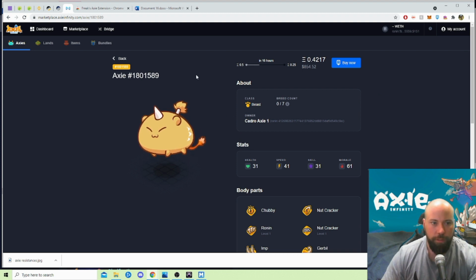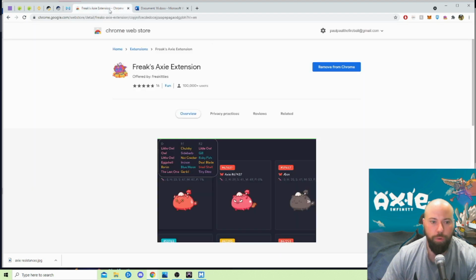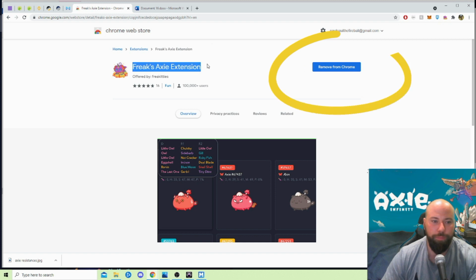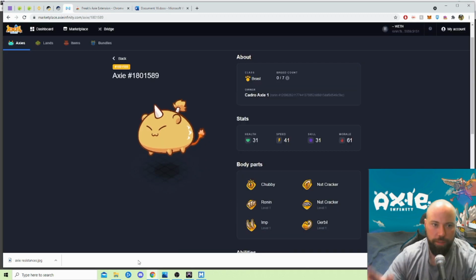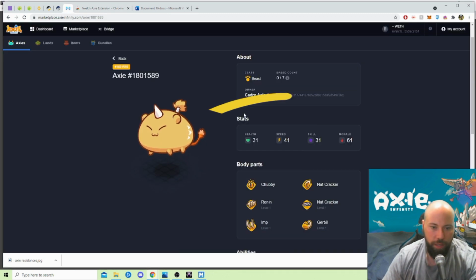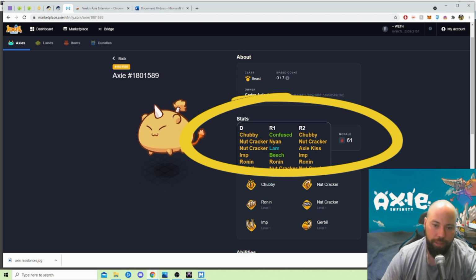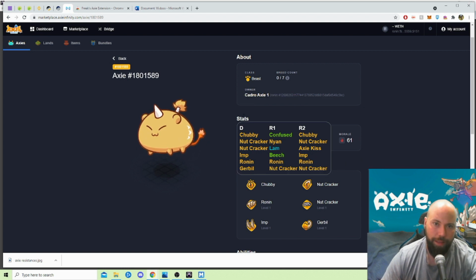So first things first, you should always download Freak's Axie extension. Just type that in to Google to get that. Now that is just an extension that allows me to hover over stats. As you can see here, you can see that there is a D, R1, and R2. Now, D is obviously the dominant gene, R1 and R2 is recessives. So less likely to get those traits, those stats, those cards. Now, I can only see this because I have that Freaks extension that we have just downloaded.